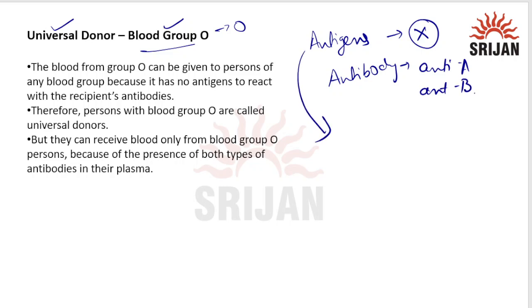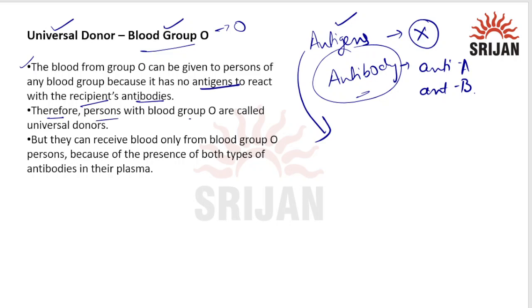When you transfer the blood, what will be transferred in more quantity? RBCs will be transferred in more quantity because our primary aim is to increase the number of RBCs, not the plasma. And antibody is found in plasma. So there are no antigens in the RBCs. So no antigens, whatever the antibody present in the recipient, it does not matter, because there is no outer foreign antigen. Therefore, it is written here that the blood group O can be given to persons of any blood group because it has no antigens to react with the recipient antibodies.